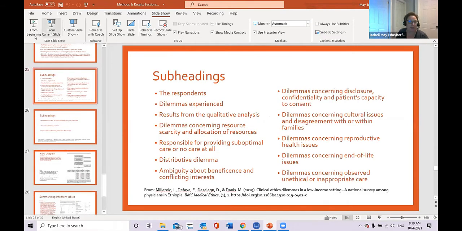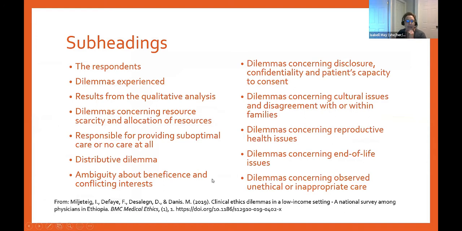I want to show you some examples of subheadings. This comes from a 2019 study from BMC Medical Ethics, a survey-based study on physicians in Ethiopia around clinical ethical dilemmas in a low-income setting. I want to point out the sheer number of subheadings in the results section: 1, 2, 3, 4, 5, 6, 7, 8, 9, 10, 11, 12. Twelve subsections in the results section.